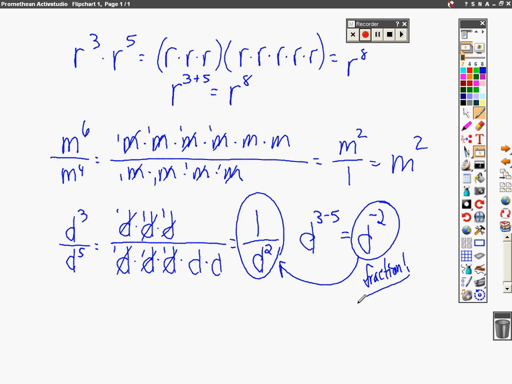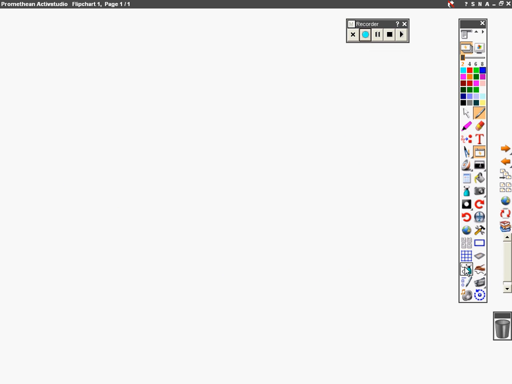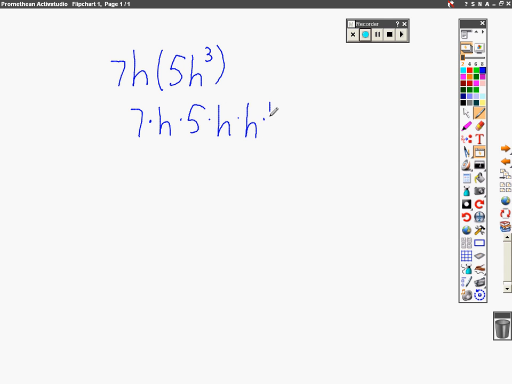All right, now there's a couple problems on your homework I just want to review. And again, if you just write out the factors, it'll help you. Okay, so let's look at this problem. We have 7h times 5h to the third. Well, if we write out the factors, we have 7 times h times 5 times h times h times h. We can multiply all the h's together and we get h to the fourth. And we have 5 and 7. If we multiply them together, we get 35. So we get 35 h to the fourth.